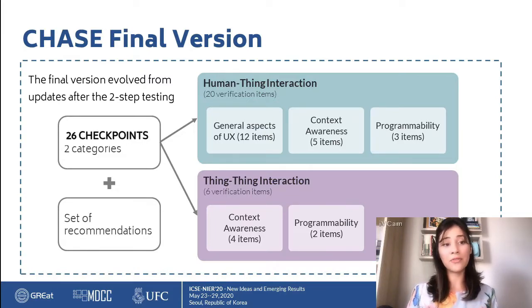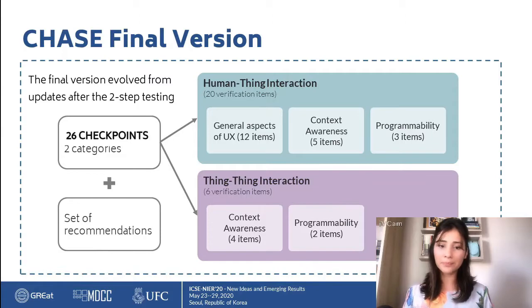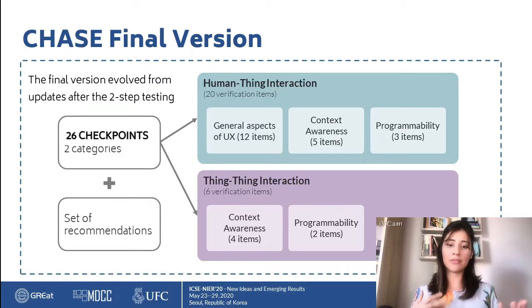We have also 5 modules: general aspects of UX, which is exclusive to the human-thing interaction category, and it's intended to evaluate user satisfaction, user control over the IoT aspects of the application and the environment, the user's perception of utility, and so on. Context awareness is in both categories, and it comprises items on how the user context affects the smart objects and vice versa. And programmability regards the variety of programmable behaviors that smart objects usually offer the user.